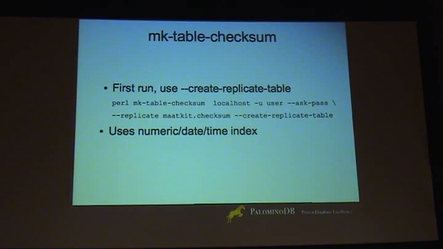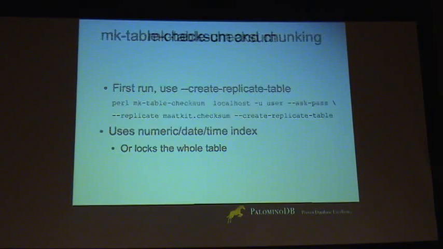It uses a numeric index, which could also be a date or a time or a datetime. Anything that's basically a number underneath, it'll use that numeric index to do the checksum so that it's not locking the whole table. But it could lock the whole table if you don't have that numeric index. And it doesn't give you any warnings. It doesn't say, hey, by the way, you've got 50 million rows and I'm about to lock the whole table. That's just not the way the tool works, really. Although I guess it would be neat to say, warn me if I'm doing more than 10,000 rows at a time or something like that.